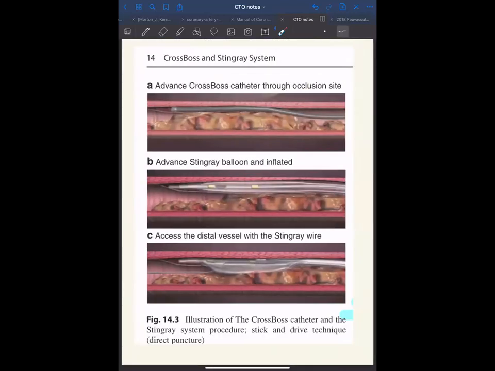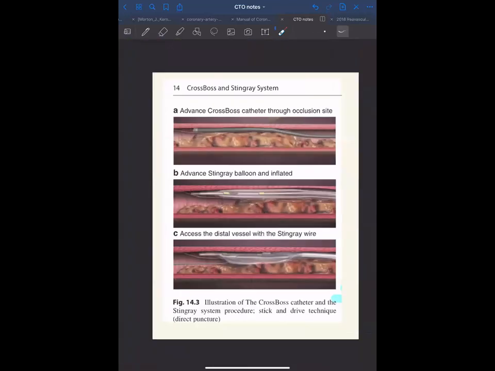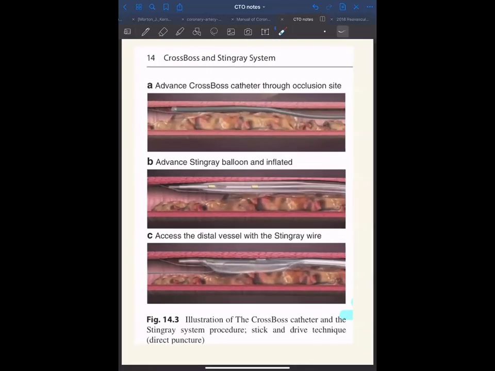So this is basically the Crossboss and Stingray system. What is done is, once we have this, this is essentially used for what is called subintimal tracking and re-entry. We will come to that.